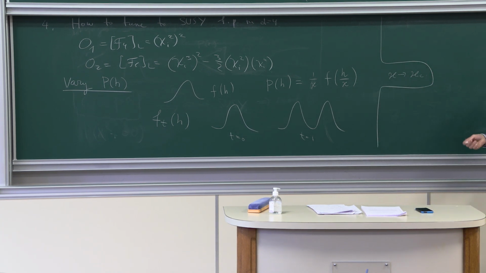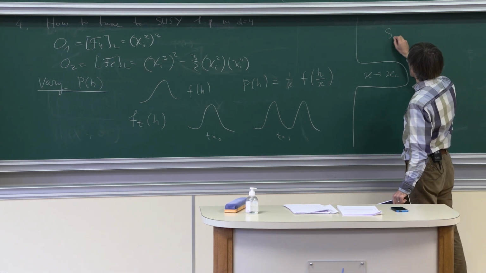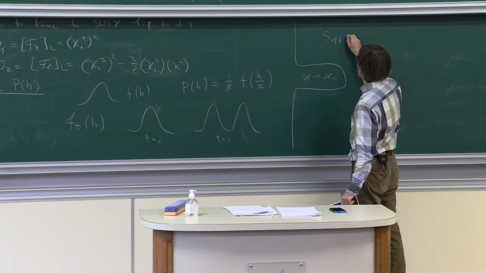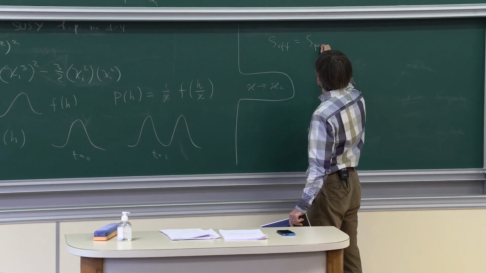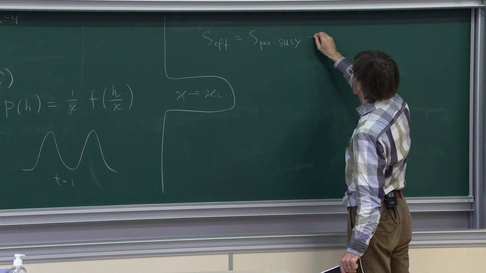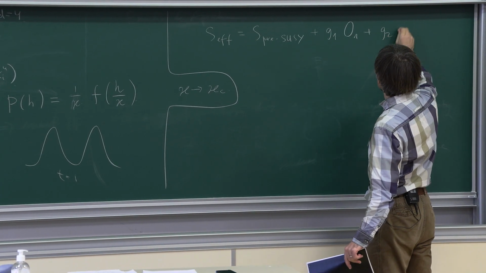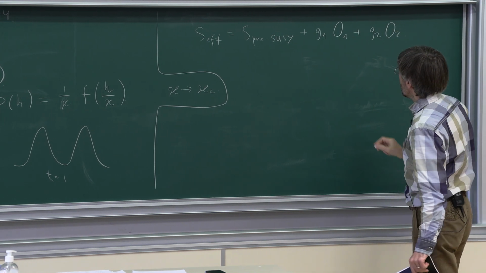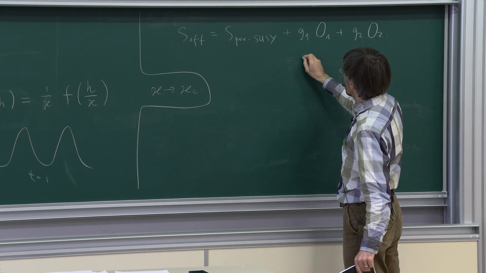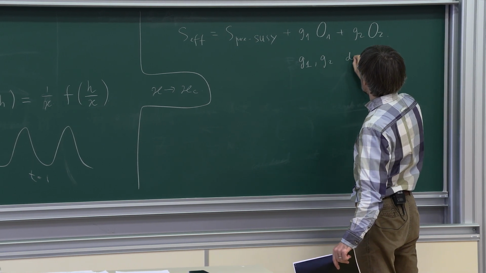So how can we theoretically think about this situation in terms of tuning? Well, the way we can think about this is that we have an effective action at the critical point, which is the pre-SUSY action plus these two operators that we are considering, G1 O1 plus G2 O2. And each of these couplings, G1 and G2, depend on t.